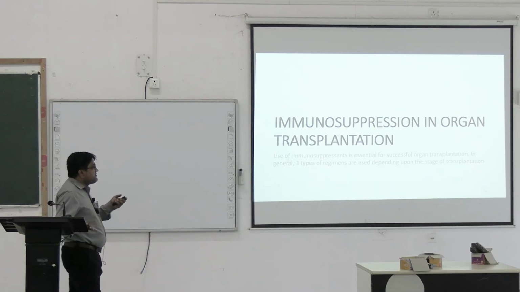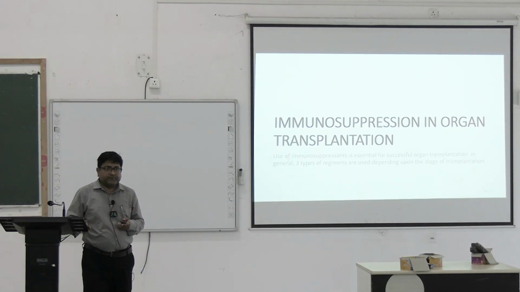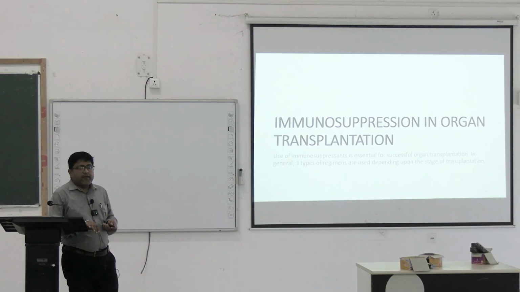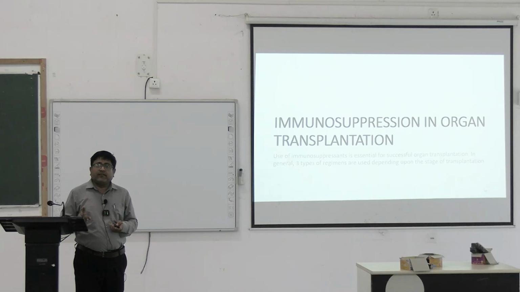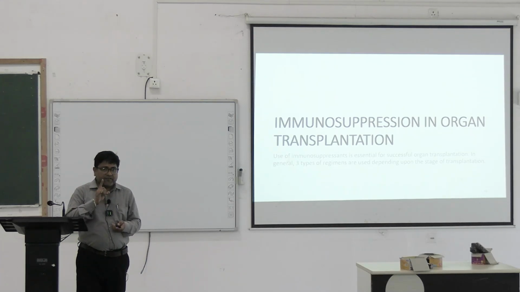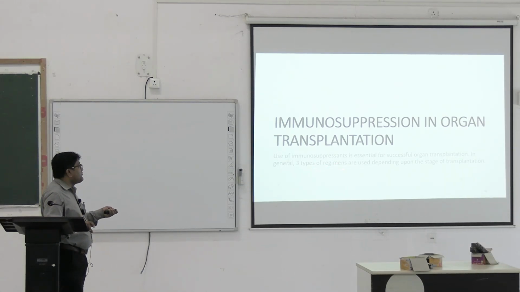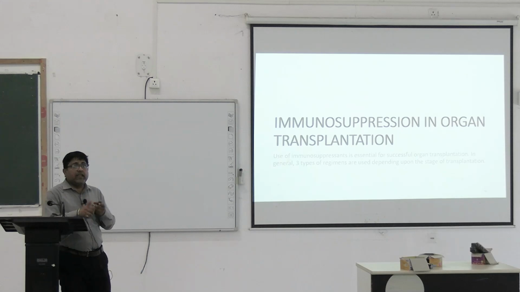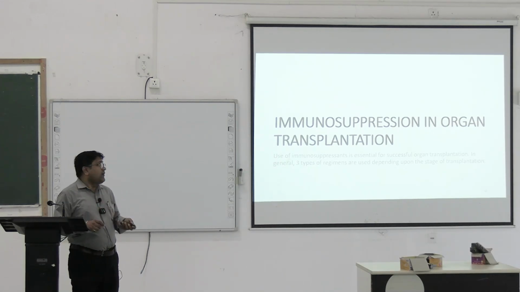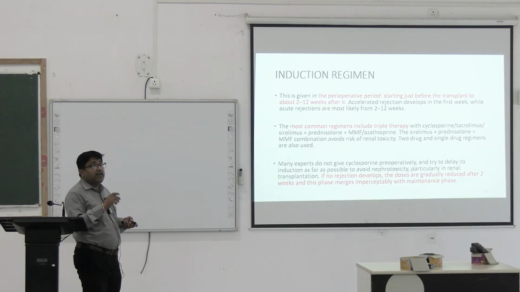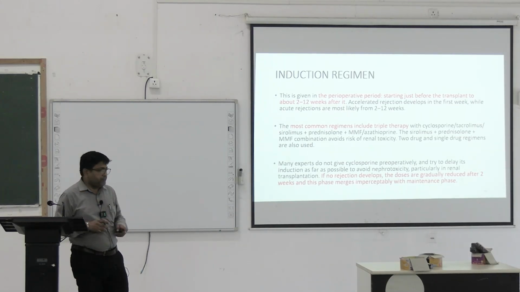Coming to immunosuppression in organ transplantation. Now, the use of immunosuppressants is essential for successful organ transplantation. Any organ transplantation requires the use of immunosuppressants. Generally, triple drug therapy is preferred, not single or dual. Now, in general, 3 types of regimens are used. One is the induction regimen, one is the maintenance regimen, and the other is the anti-rejection regimen.